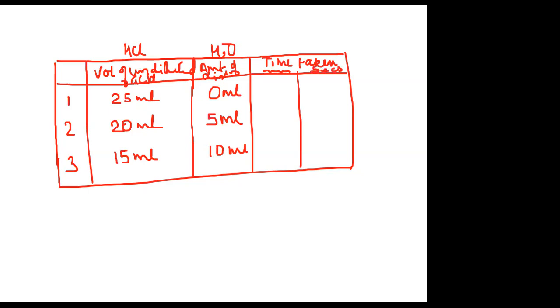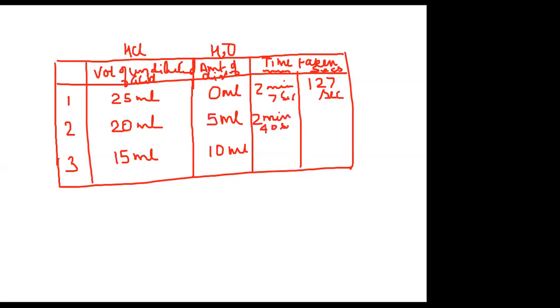Let me see. The time is 2 minutes and 7 seconds. So this comes to 127 seconds. In the second case, it was 2 minutes and 40 seconds.